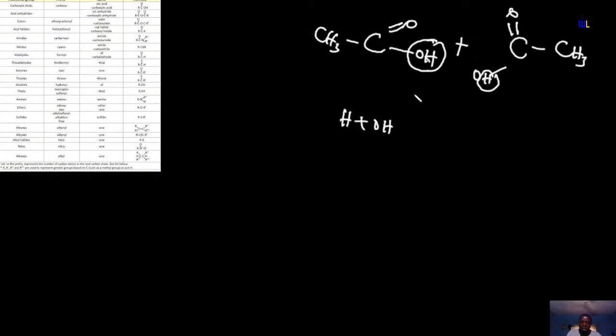So I take it again. Imagine, for instance, let's redraw this. You have CH3, C double bond O OH. This is an alkanoic acid.